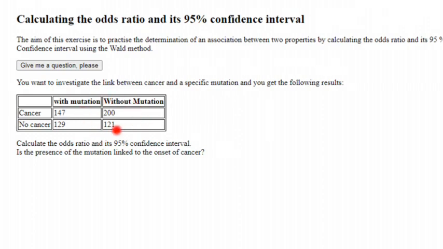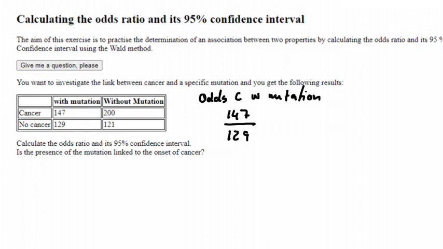So we can do a patient study here, and we can set up what is called a 2x2 matrix. And we can calculate the odds for having cancer if you have the mutation, and the odds for getting cancer if you don't have the mutation. So in the first case, the odds of cancer with mutation, we would simply say, okay, if you've got the mutation, the odds would be 147 over 129.